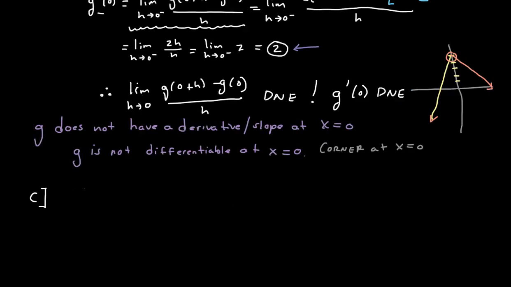In part C, it wants us to write an equation of the tangent line, but guess what? We don't have a tangent line. So g does not have a unique tangent line, or simply does not have a tangent line at x equals 0. So I can't write its equation because there is not one. Or at least there's not a unique one, and so we say there is not one.